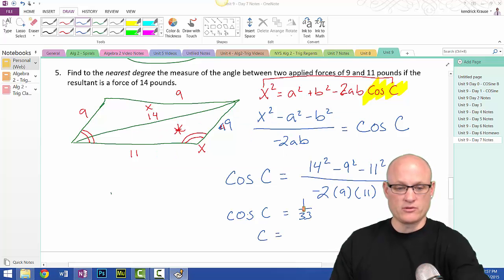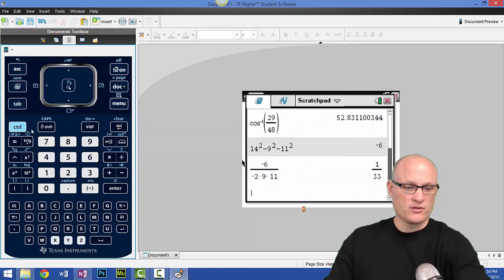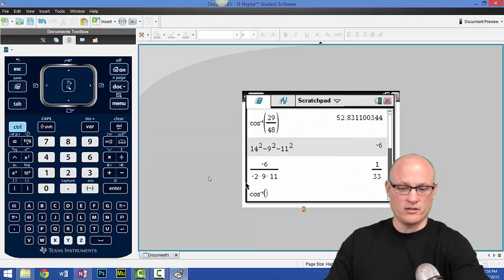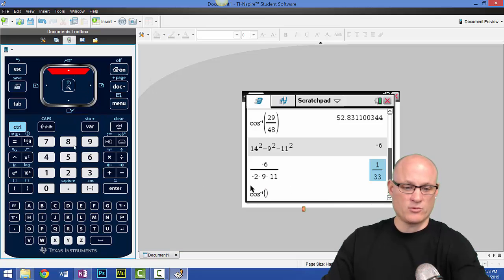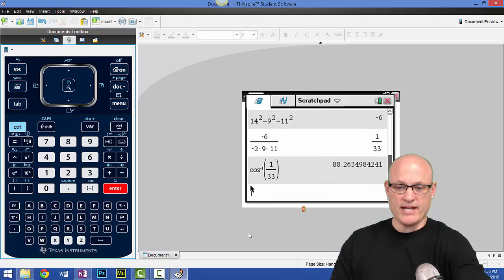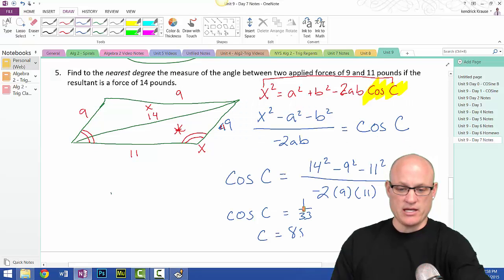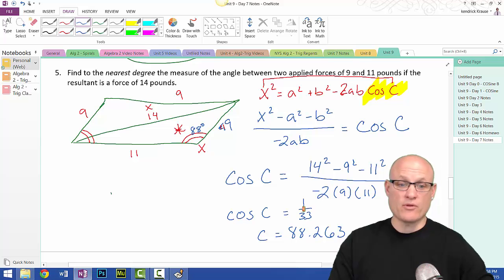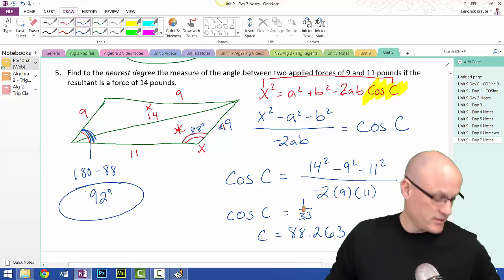So c equals, let's do the inverse cosine of this. You can also hit the up arrow once and just hit enter and I'll retype it for you. 88.263. It's set to the nearest degree, so this would be 88. But remember, this is 88 degrees. So therefore, this must be 180 minus 88 degrees, or 92 degrees. There she is. That's all she wrote.